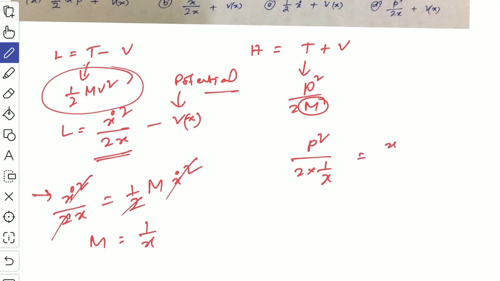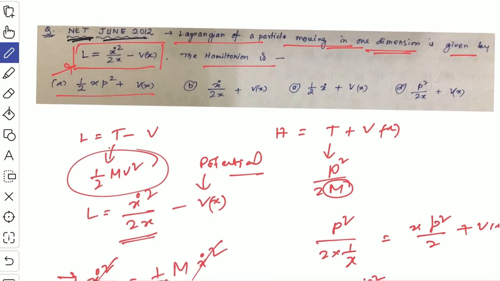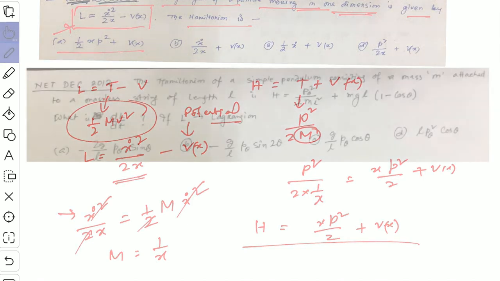That's going to be equal to x p square by 2. Then this is potential, isn't it? So this will be the Hamiltonian. H is equal to x p square by 2 plus V(x). It's very simple. So which one is the correct answer? Correct answer is option A. So hope you have understood how to get this answer. It's very simple. So now let's move on to next.